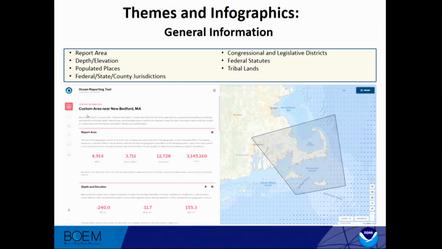So I'm really quickly going to go through all the 6 themes, and I've got listed on top of each one of these images all the current layers that we have included in the themes. I'm not going to read them all to you. I might mention a few. But the first one is just basic general information. So this is, what's the area calculation? What are the places that are near your area? What are the federal statutes in that area?